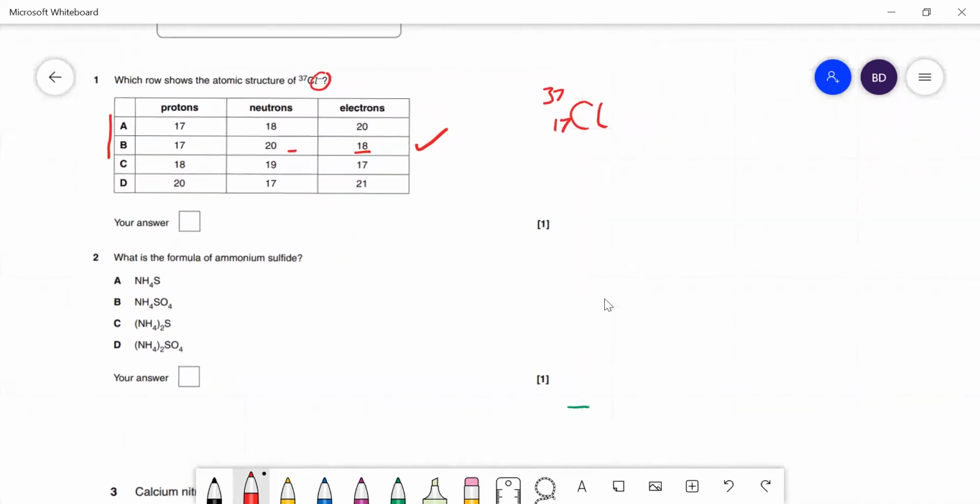What's the formula of ammonium sulfide? Okay, so we need to know the form of the sulfide ion. Well, sulfur is in group 6 of the periodic table, so it's going to be 2,6. It's going to gain 2 electrons to form the S2 minus ion. That's the sulfide ion. Ammonium, we should know that is NH4 plus. So you're going to need 2 ammoniums for every 1 sulfur. So the formula is going to be (NH4)2S. It's because ammonium is only a single positive and sulfide is double negative. So C is the right answer there.